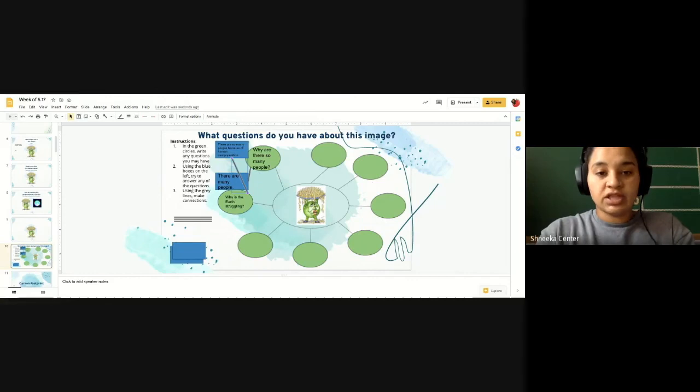Once you complete this concept map, you are done with this lesson. You can complete this concept map on this slide, or you can complete it in your project organizer. If you have any questions, feel free to reach out to your teacher.